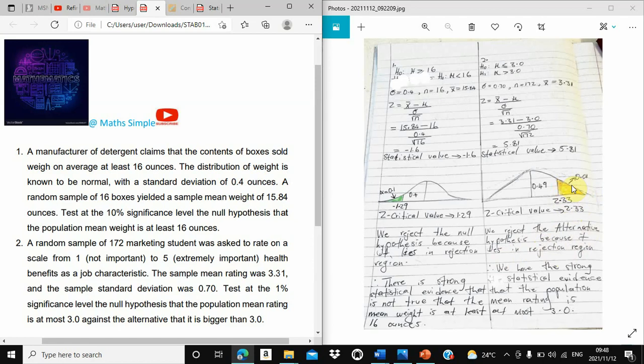From there, statistically, we conclude that we have the evidence that the population mean rating is at most 3.0. Here we concluded everything.